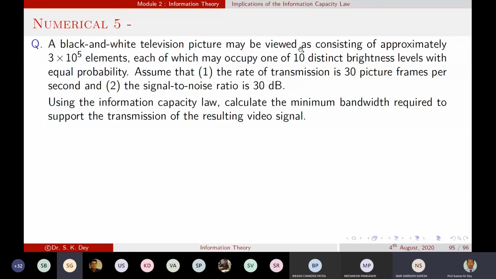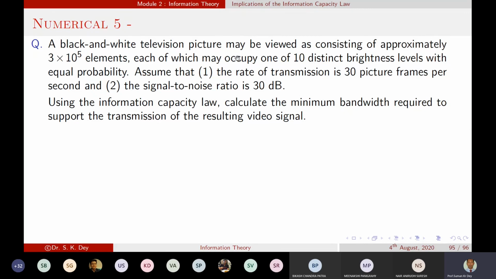Sir, 9 into 10 to the power 5. And anything else with that? 9 into 10 to the power 5. Okay, let me explain.